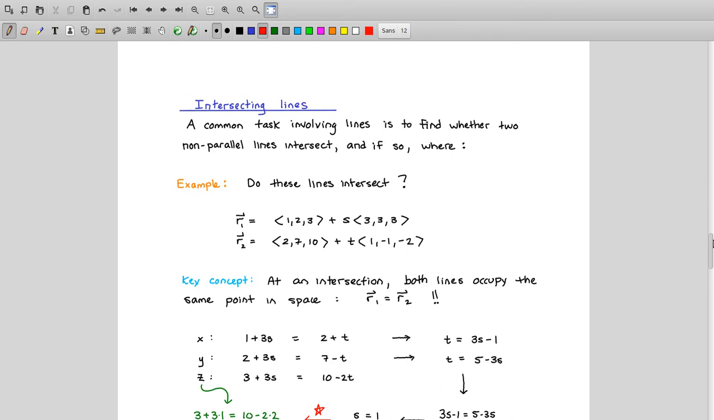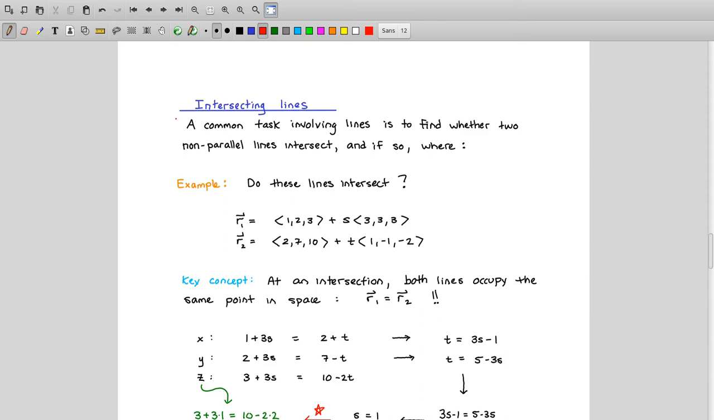Another thing that two lines could do is intersect. So this is a much more involved example. Given two lines, do they intersect? And if they intersect, where do they intersect? That last question in particular is of interest. Where do two lines intersect?